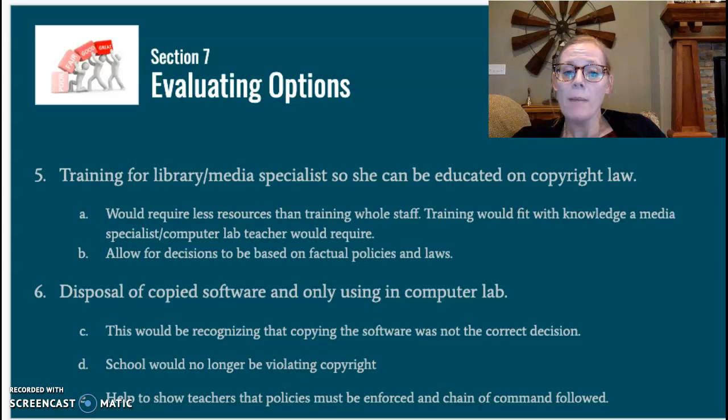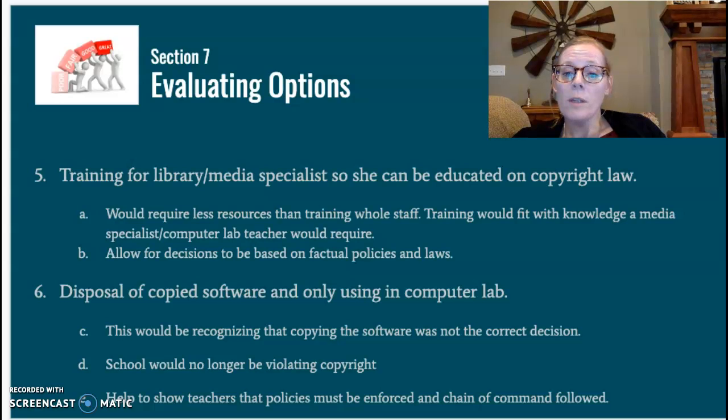Training for the library media specialist. I think this is a great idea. It specializes the training for people who need to know the information. It doesn't waste resources, and it gives her the information she needs to make future decisions based upon facts instead of just her opinion. And then another would be the disposal of the copied software.